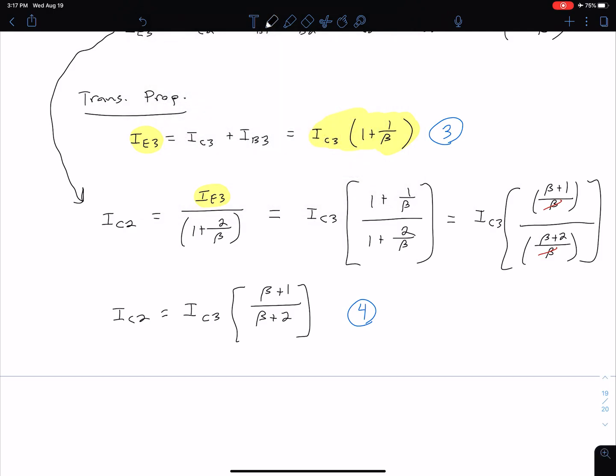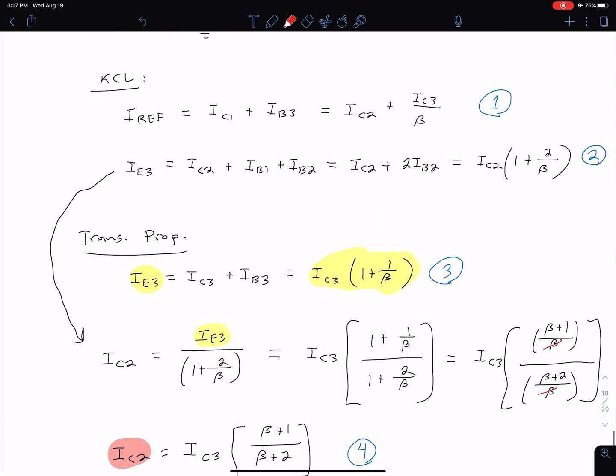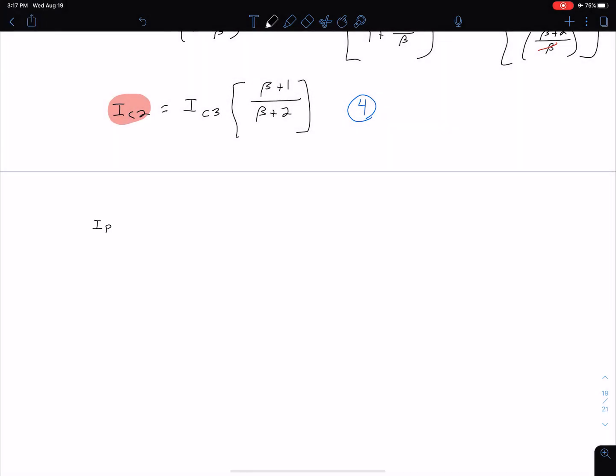Okay, so now what we're going to want to do is we're going to take this expression from equation 4 for IC2, so all of this, and we're going to take that all the way back up to equation 1. And so the idea is once we substitute that into equation 1, we're only going to have IREF and IC3. So let's see what that looks like. So if we do that, we have IREF is equal to IC3 times beta plus 1 over beta plus 2. So that's what we just substituted. That's our equation 4. And then plus IC3 over beta.